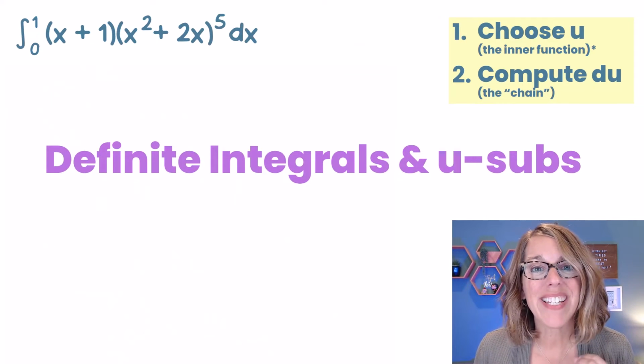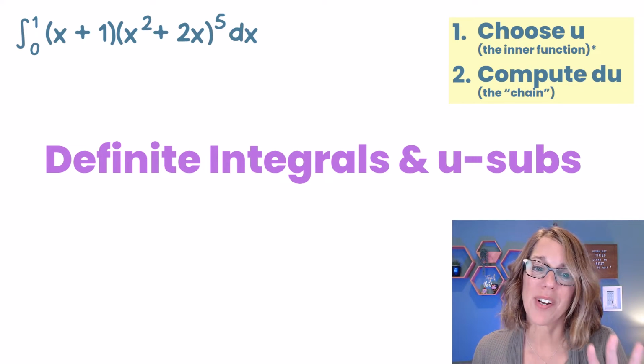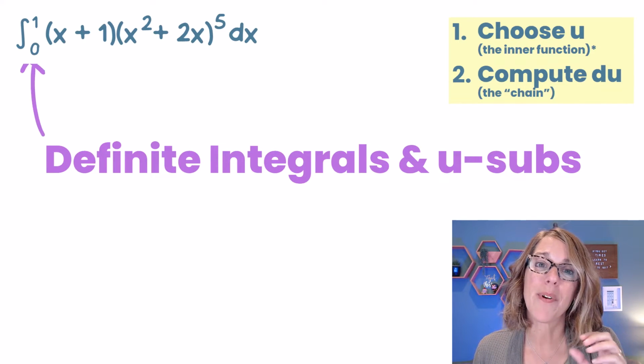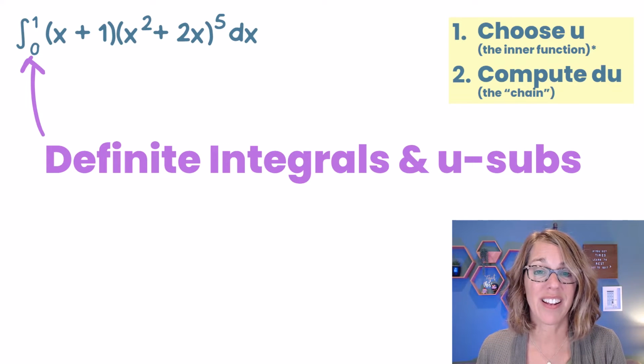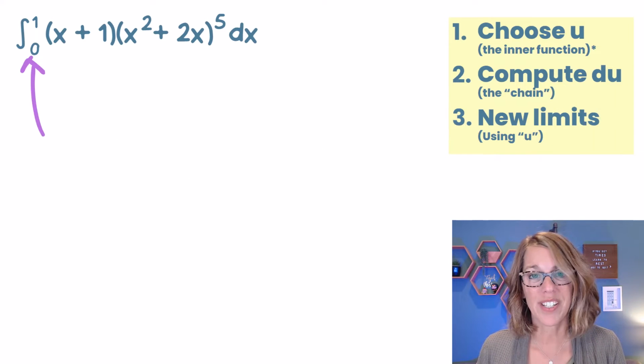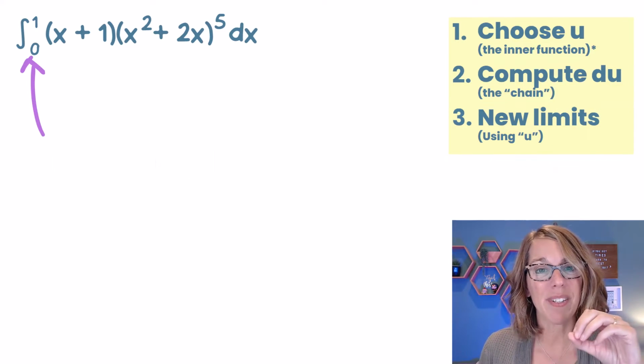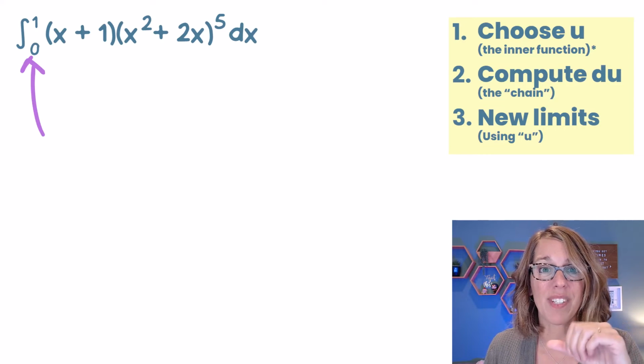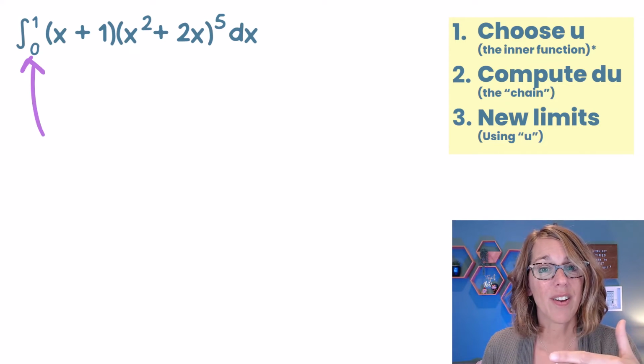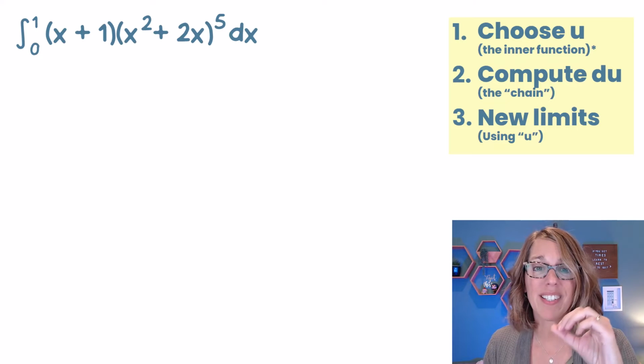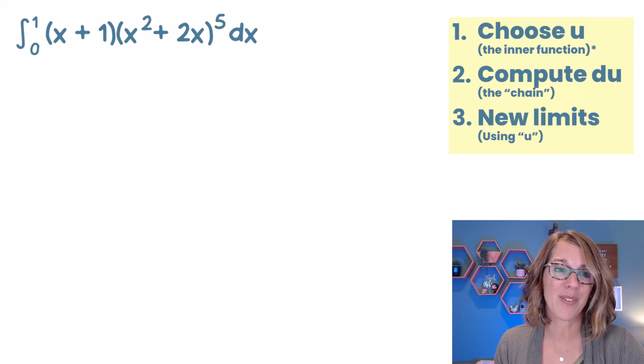Next, let's take a look at some definite integrals. Now, our steps are going to be almost exactly the same, but we've got limits of integration. So I'm going to add on one more step, and that's finding those limits of integration also in terms of u. Otherwise, though, our steps are going to be the same, starting with that innermost function.